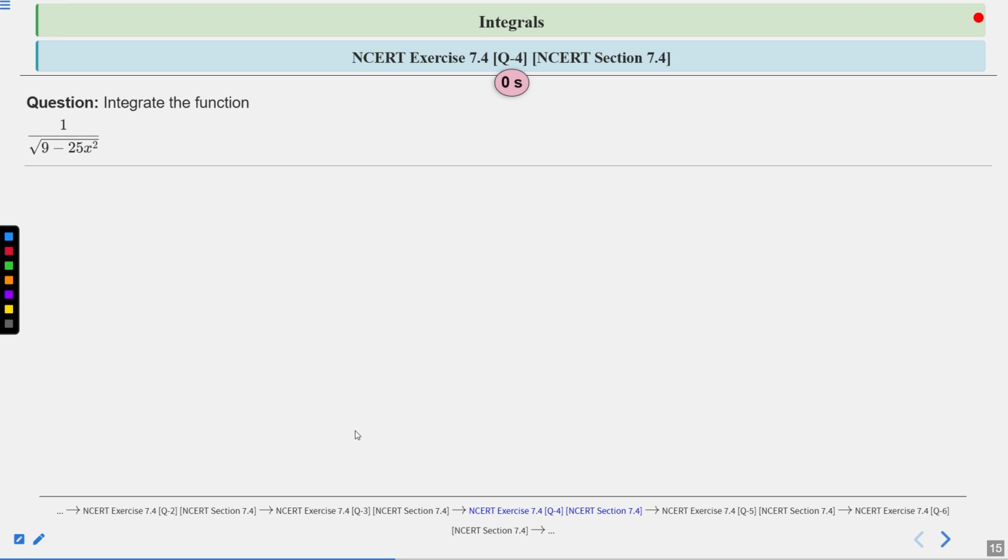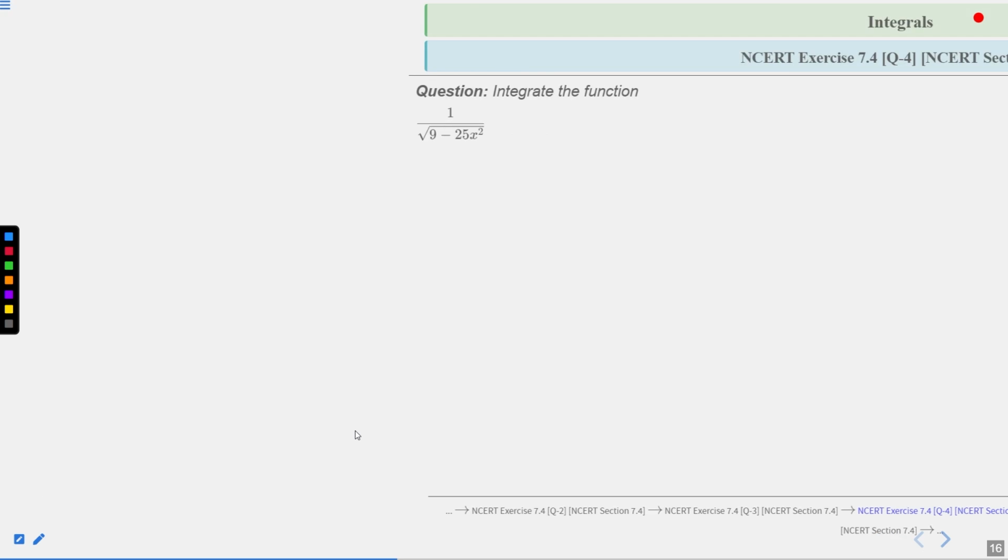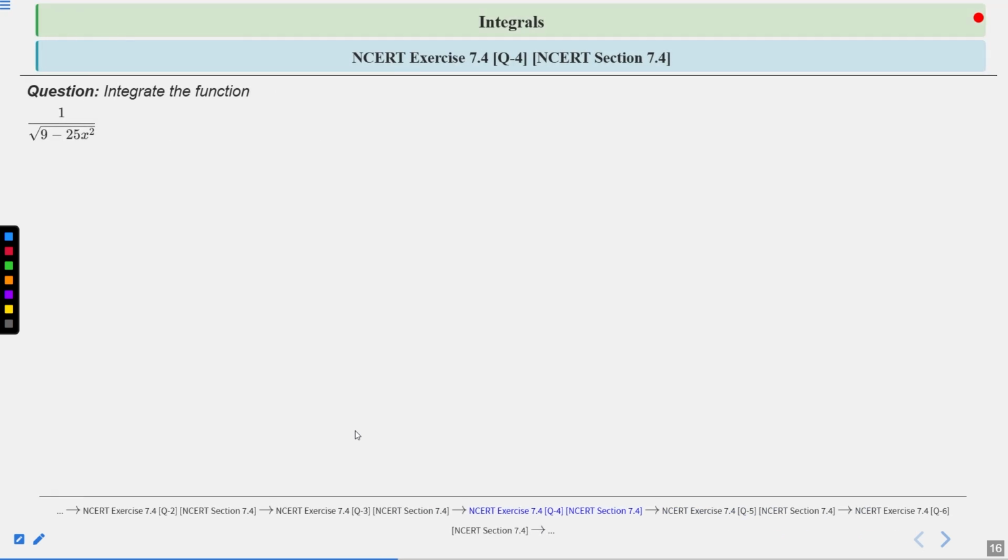Okay. Hope you all have tried to attempt the given question. Let us see how we can solve this. The question is we need to integrate the given function, which is 1 upon root over 9 minus 25x squared. The correct answer is 1 by 5 sine inverse 5x upon 3 plus c. Let's see the solution part.